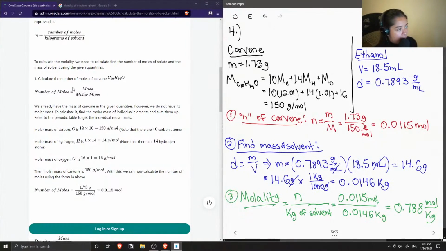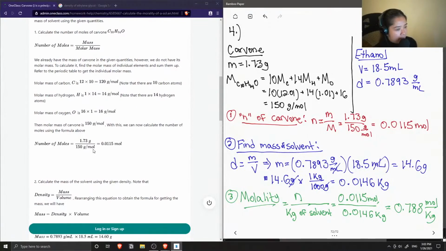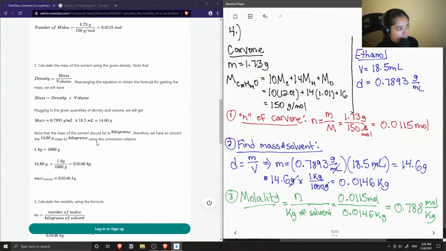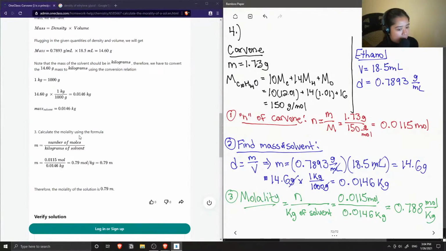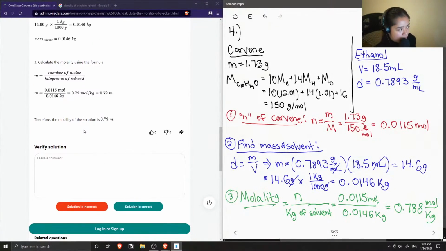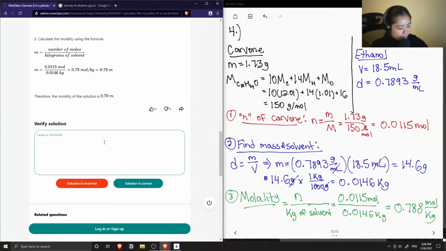And first they found the number of moles of carvone. They calculated the molar mass of carvone and also got 150. And then they calculated the number of moles in the same way and got 0.0115 moles. For the mass of the solvent, they multiplied density and volume, got 14.6 grams, and then converted it to kilograms. And then finally, to find the molality, they divided number of moles by the kilograms of solvent, and they also got around 0.79. So this solution is correct.